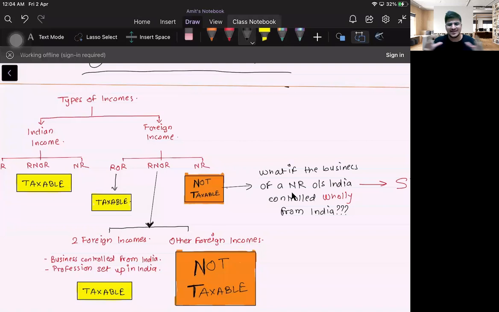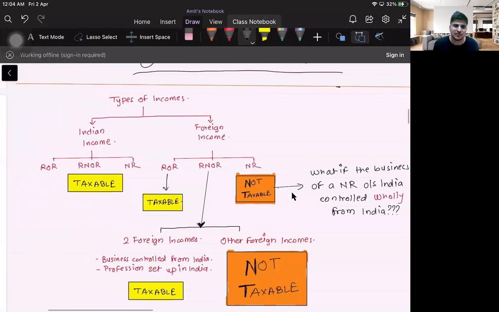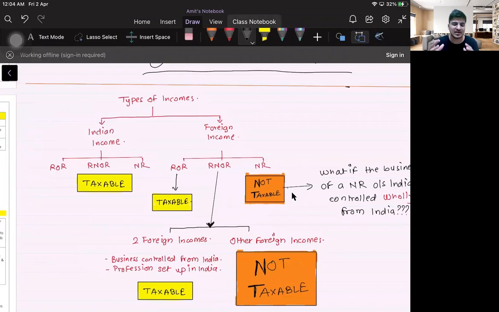I hope you're clear with the entire scenario of types of foreign income and taxability of such incomes. Indian income, no-brainer, always taxable for ROR, RNOR, NR. Foreign income: if ROR, always taxable, no need to check. If RNOR, only two foreign sourced incomes are taxable. Everything else is not taxable. If non-resident, don't even look, everything is not taxable, even though it is controlled from India, even though it is set up in India, even though it is 100% controlled in India. I hope I'm very clear with the types of incomes and their taxability to various types of residents and non-residents. Perfect.